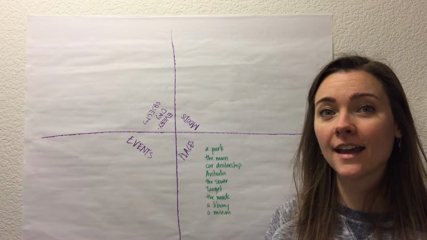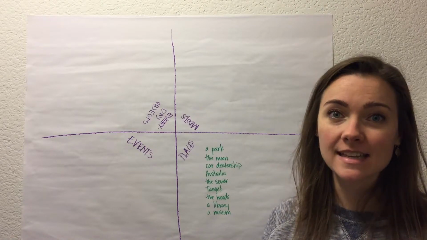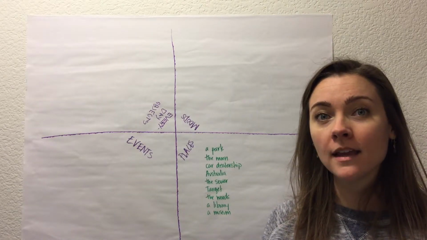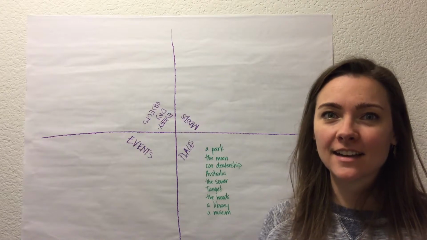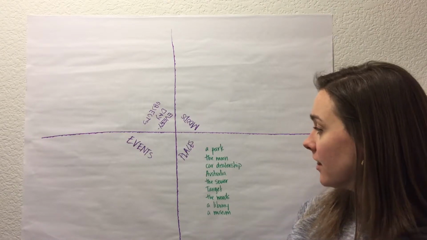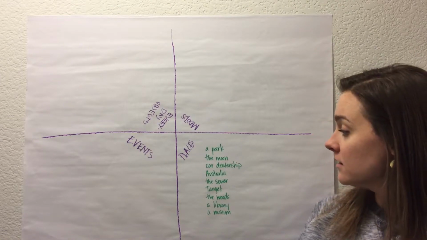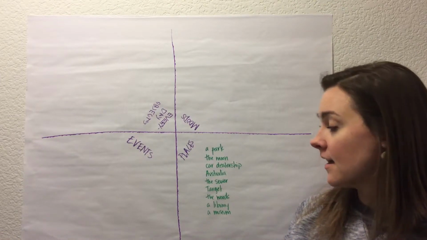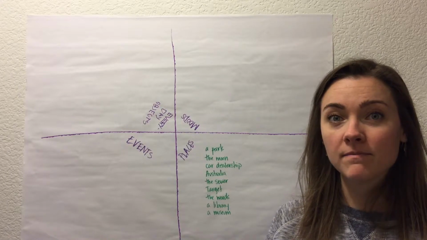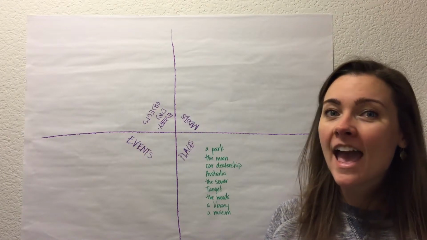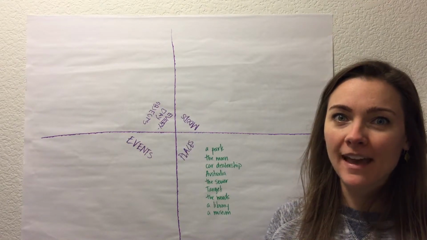I'm working on my own and I decided to start with the category places. I set the timer for 1 minute and wrote as many ideas as I could come up with. A park, the moon, car dealership, Australia, the sewer, Target, the woods, a library, a museum. I didn't think too much about it and just wrote down the first thing that came to my head.